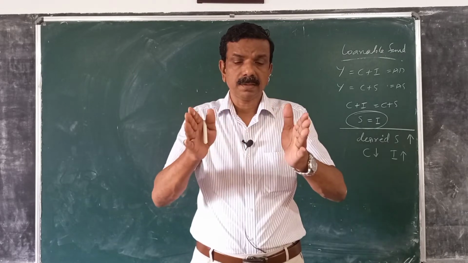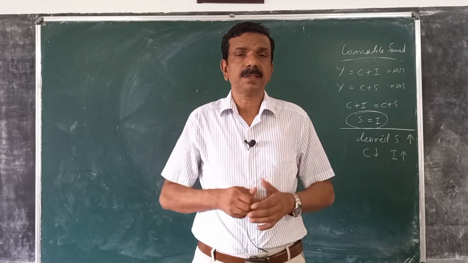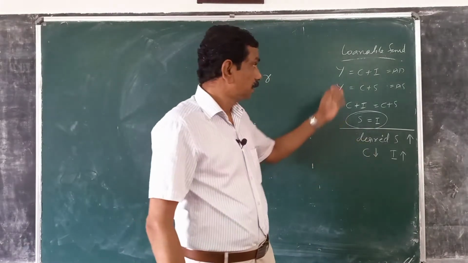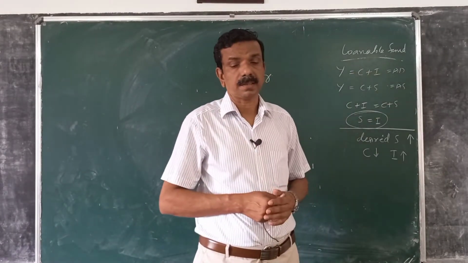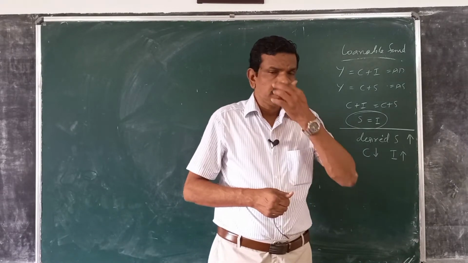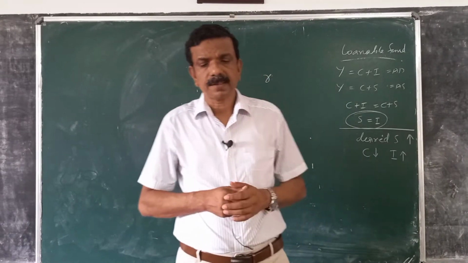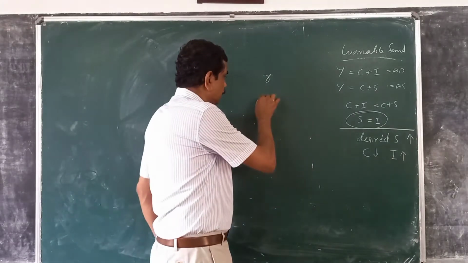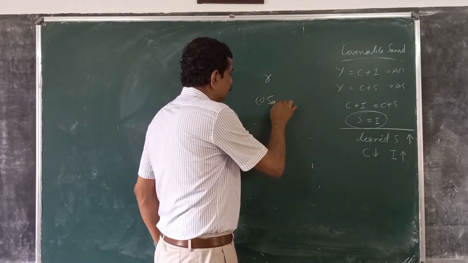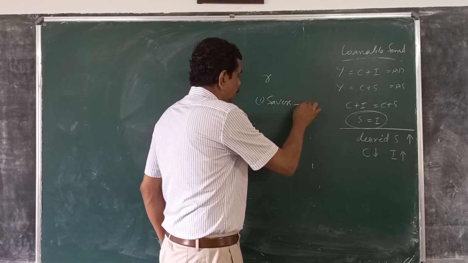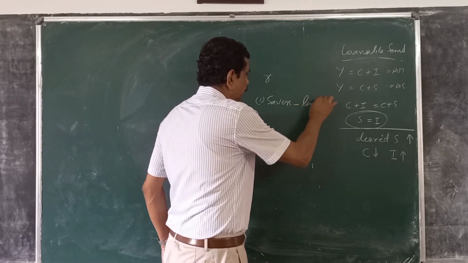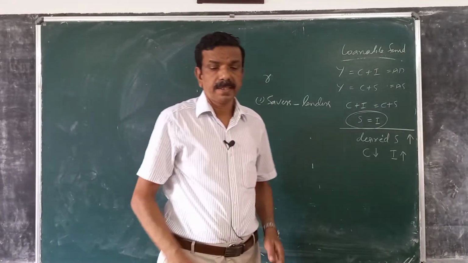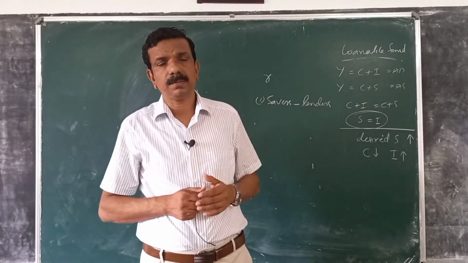Planned saving is equal to planned investment in any period, and the interest rate is determined in the loanable funds market. In the loanable funds market, there are two groups of people. One, the savers or the lenders of loanable funds.